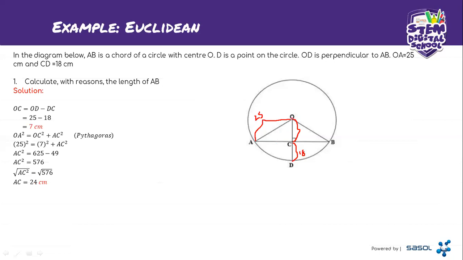But of course, we know that this is theorem 1: if a line drawn from the center is perpendicular to a chord, it bisects the chord, meaning the distance AC equals the distance CB. And yes, AC equals CB. Now, since we've determined AC, we can just say AB equals AC plus CB. Then it's 24 plus 24, which is equal to 48 centimeters. So that is the answer for this question. Then we can just proceed.